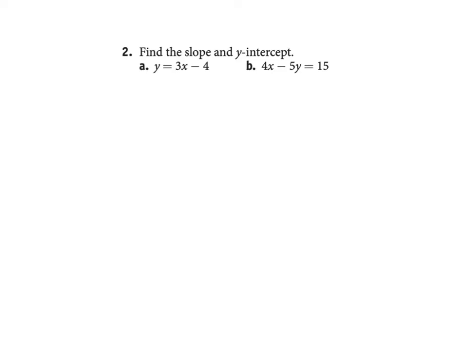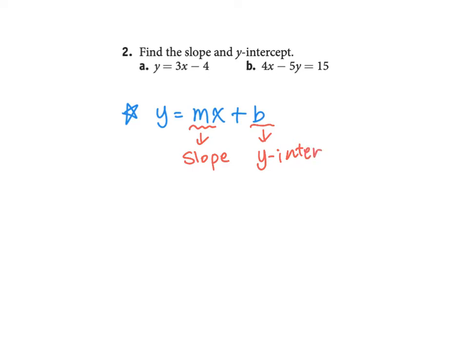So number 2, you need to find slopes. So first, you need to know slope-intercept form, y equals mx plus b. M stands for slope, b stands for y-intercept. So for question A, you can find right away that the slope equals 3 because it's already written in slope-intercept form. However, for B, you need to change the standard form into slope-intercept form.